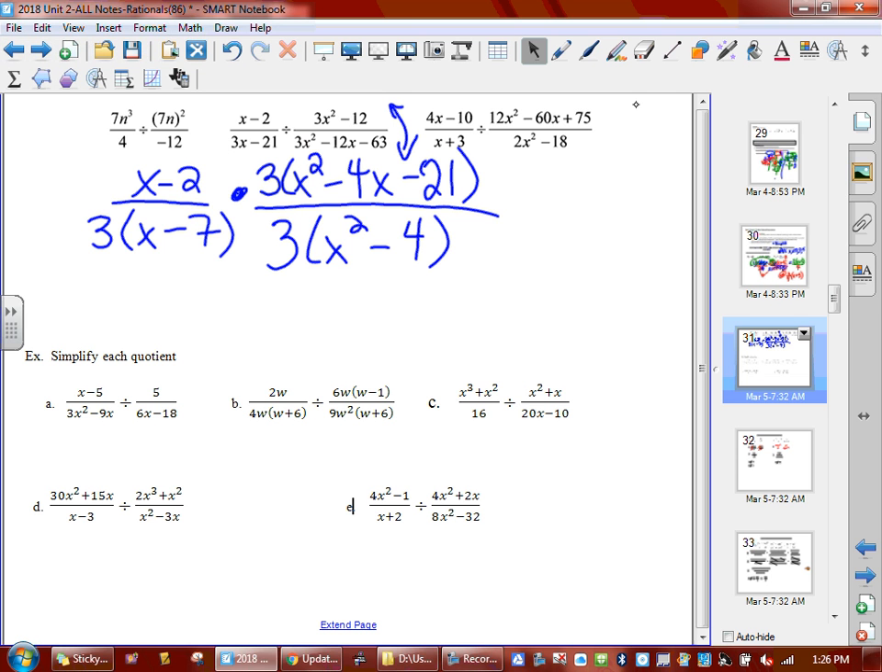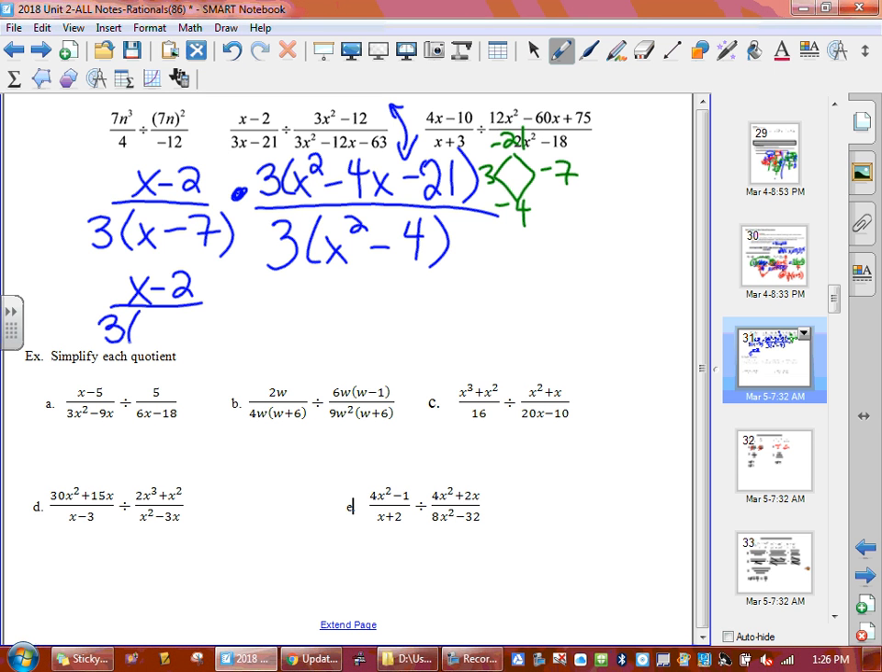Okay? Can't you simplify the bottom right more? We're going to factor the top and bottom right even more. The top one is going to diamond, -21 and -4. That's going to give me a -7, +3. So that's what I'm going to put in my brackets. So now I'm just going to rewrite what's on the left. x minus 2 over 3, x minus 7, times 3, x minus 7, x plus 3.